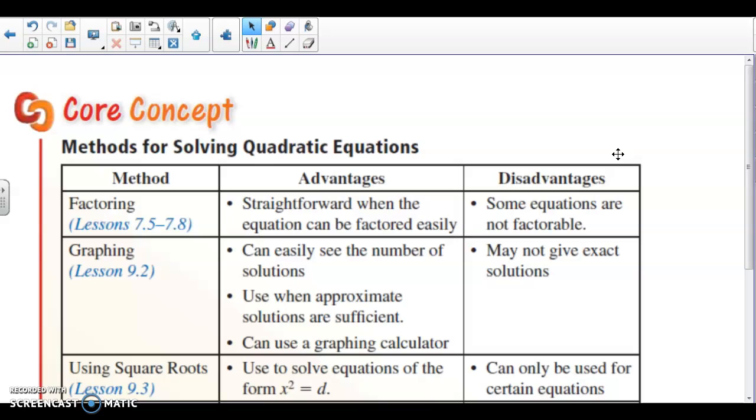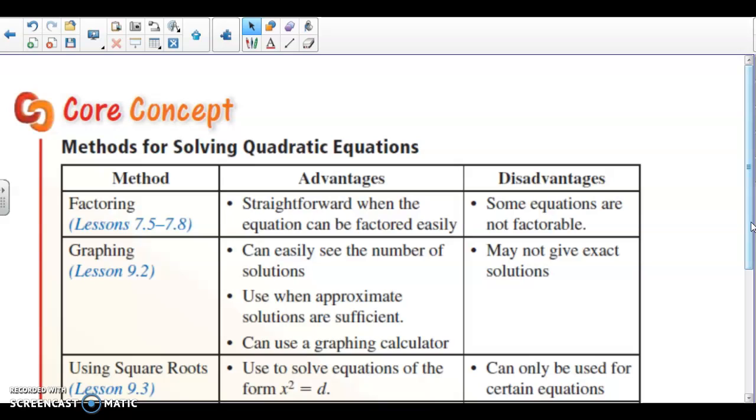If there's any questions about solving using the quadratic formula from yesterday, determining how many solutions there are, how many x-intercepts there are, please make sure you're writing that down on that Google Doc. If there's any other questions, please feel free to email me. We can set up a Google Meet at any time.